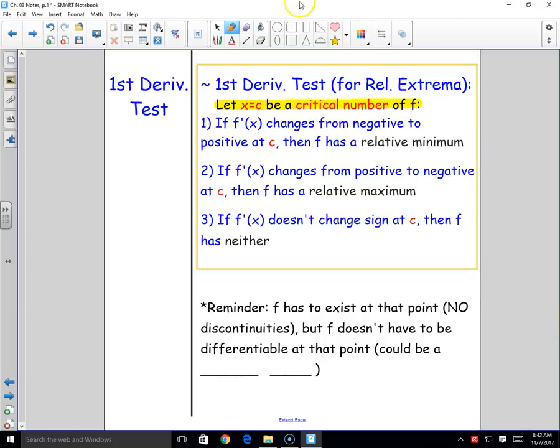This should be 24. Wait, so which was 23? 23 was the increasing decreasing test. 22 was, I think, the mean value theorem. 21 was Rolle's. Absolute extrema was 20.